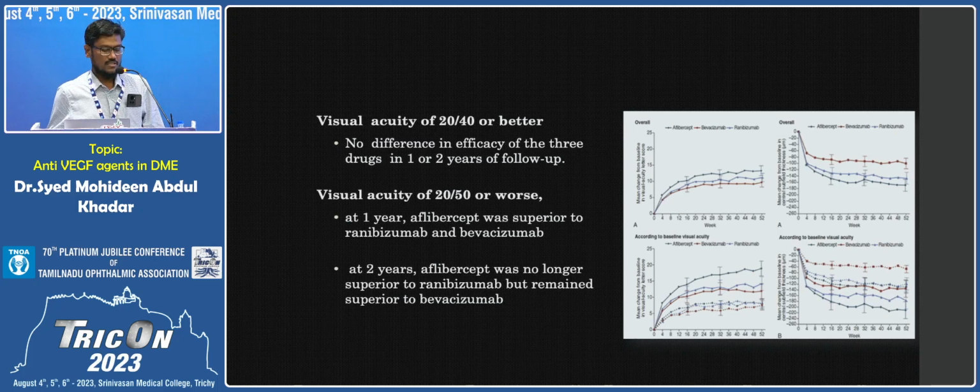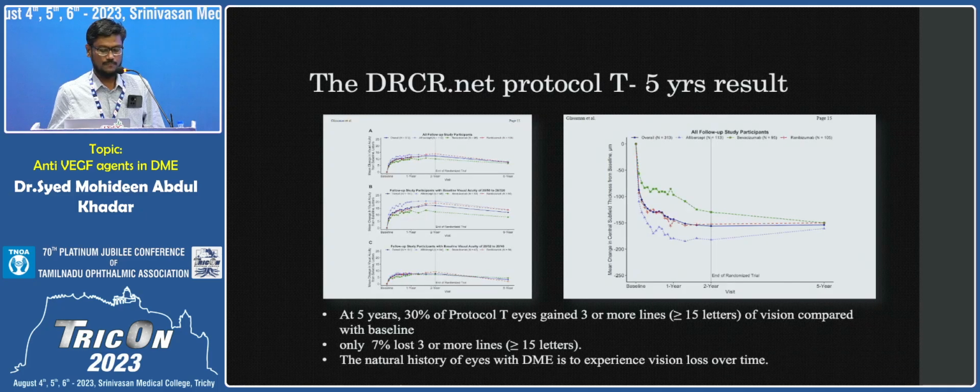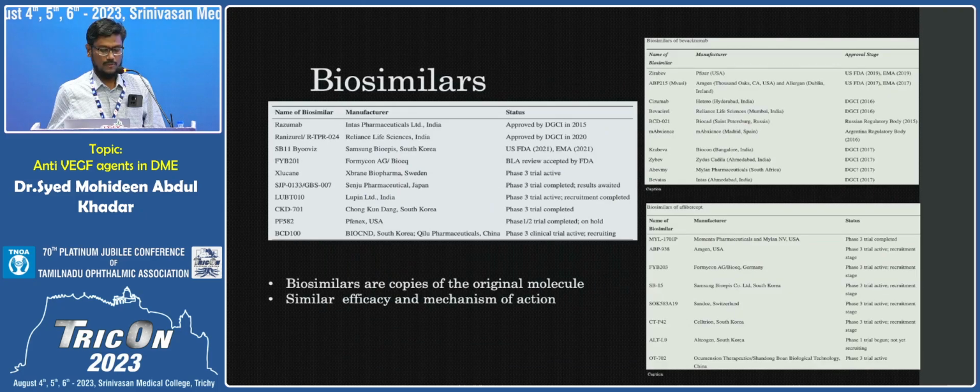Another important observation is if the patient is having better vision, then there is no difference in efficacy of all the three drugs. Whereas if the patient is having a little bit poorer vision, aflibercept has an edge over the other two drug molecules. And the extended results of Protocol T also clearly showed that the treatment with anti-VEGF has a better result compared to the natural course or laser monotherapy.